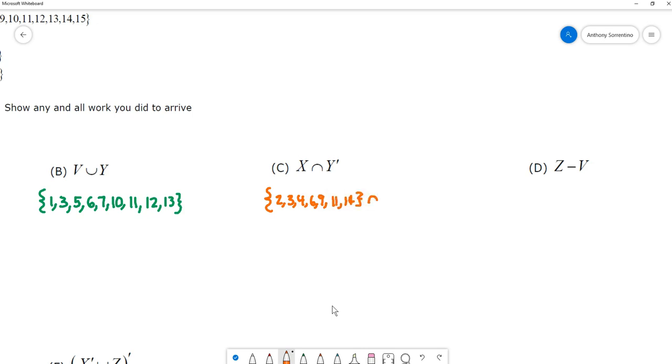And we're doing an intersection. Now this means the things that are not in Y. So I would look at the list of Y, what's in Y, and anything that's not in that list but is in the universal set U, that's what I would include.